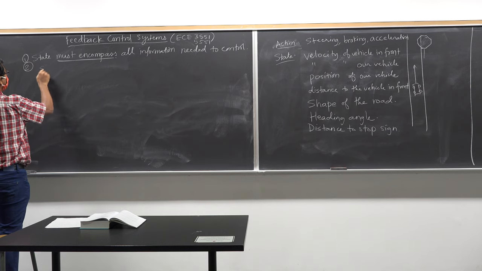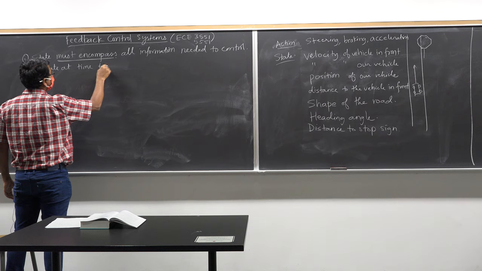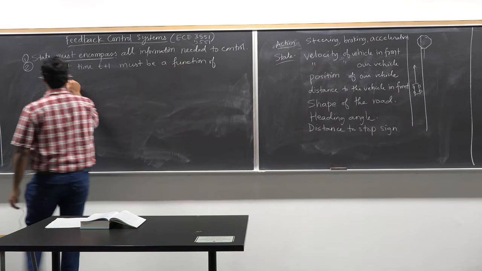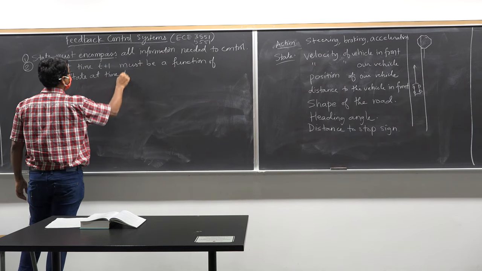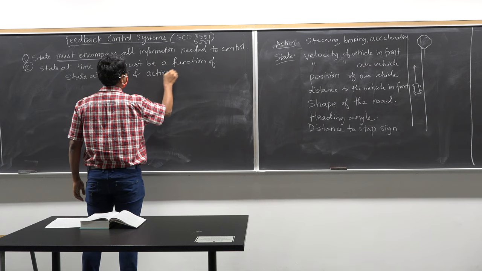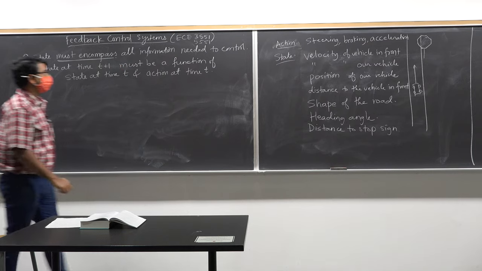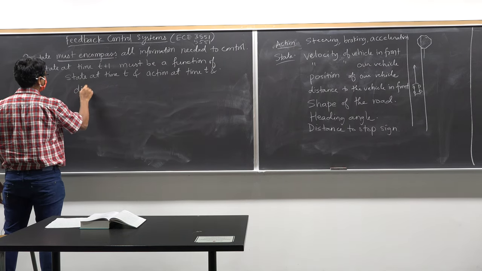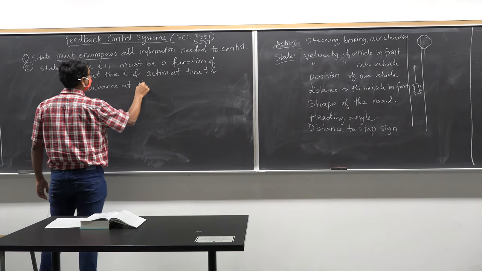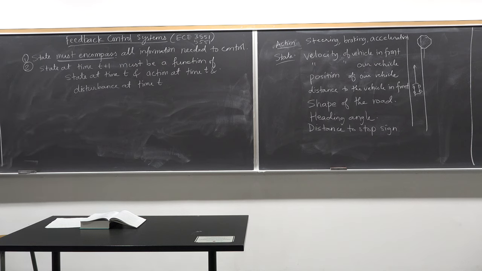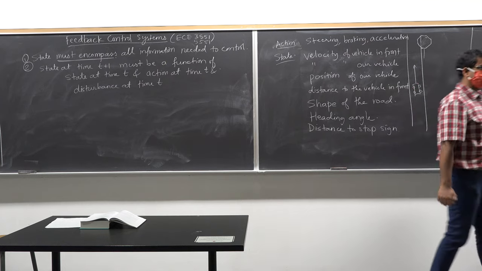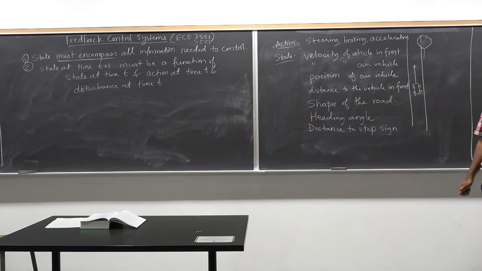The second part that I want to mention is that state at time t plus 1 must be a function of state at time t and action at time t. Okay, this is for a deterministic system, and I'm going to add another one, disturbance at time t. So these are the two properties that the state must satisfy.